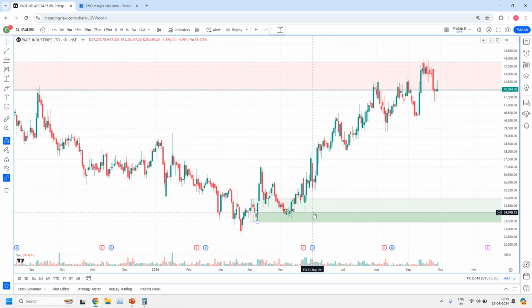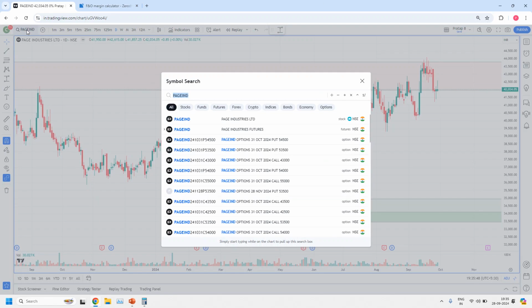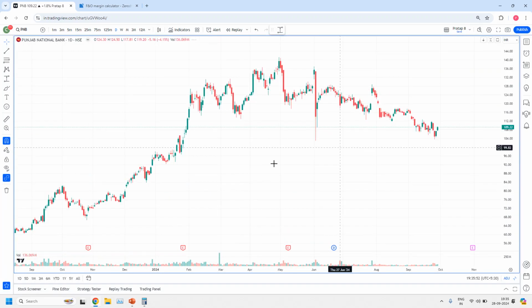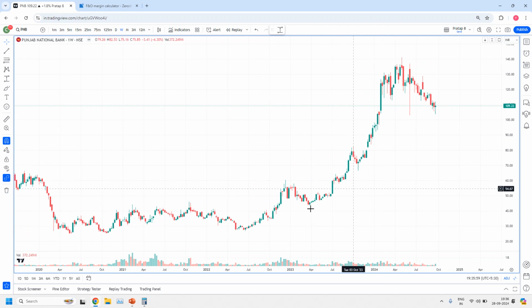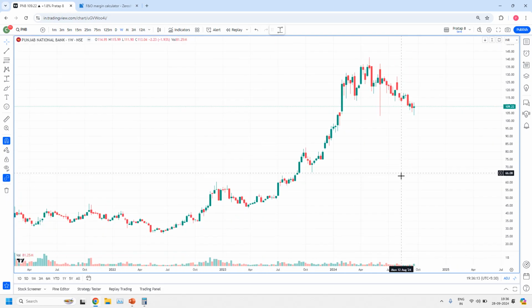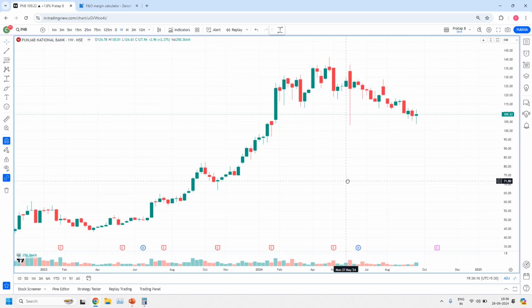Let's look into another example. PNB, Punjab National Bank. This is also an MIT trade we look for, but a short trade. You see here, what is the trend of this stock by the time it reached here? Definitely uptrend, you will agree, right? The prices were moving up, moving up. It might have violated all the supplies in between. Definitely the trend would have been uptrend.